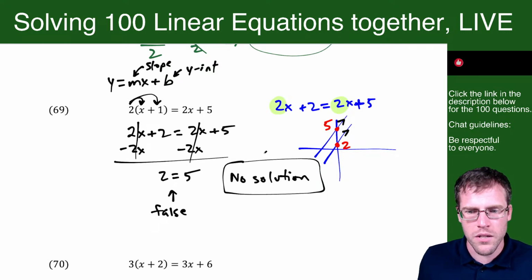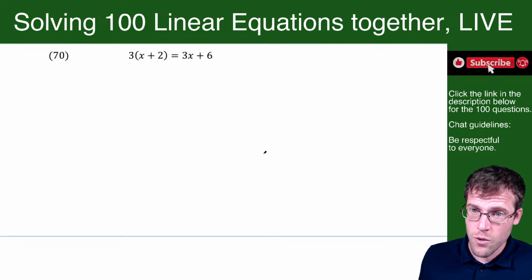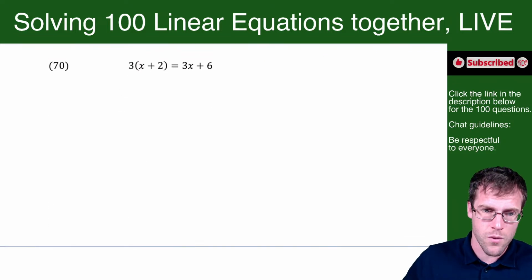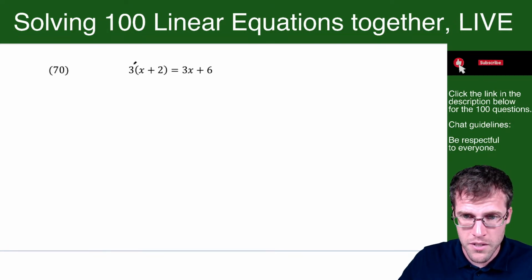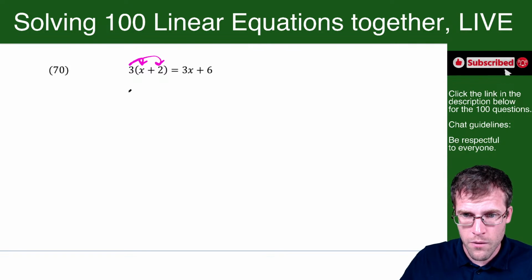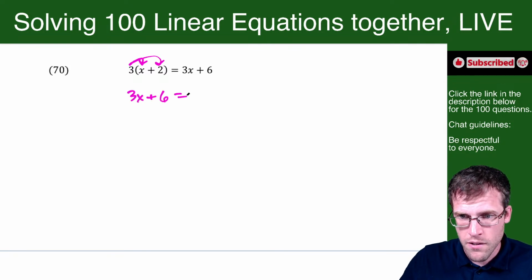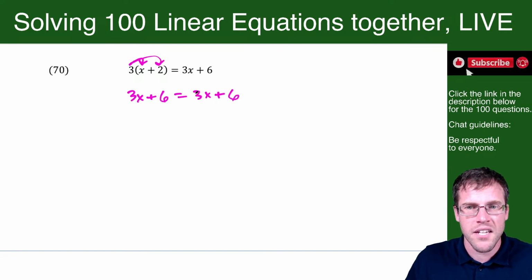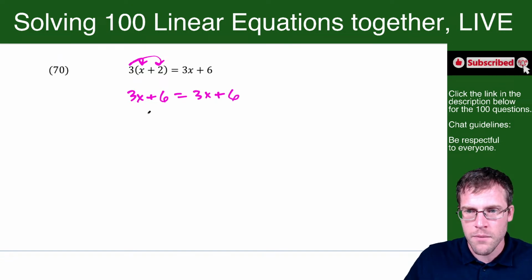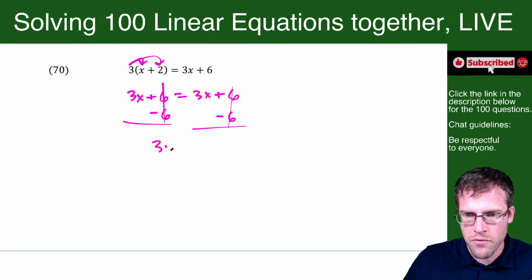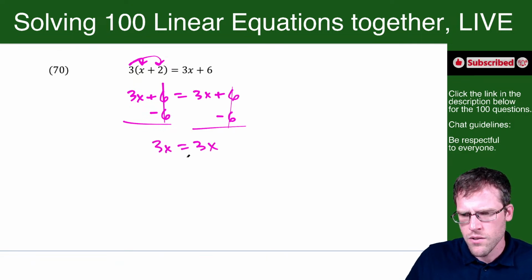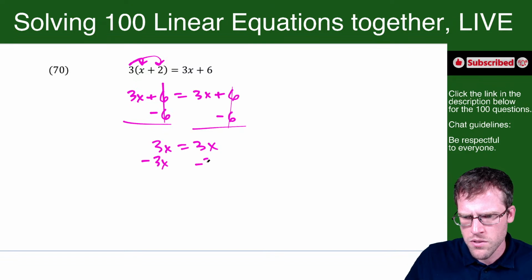All right, so I had to throw one in like this, and that segues perfectly to this situation. I wanted this video to be as comprehensive as possible, so this is also a possibility. We distribute here, and we get 3x plus 6 is equal to 3x plus 6. If the left side and the right side match completely, then x could be anything. Because if you start to solve here, now you've got 3x equals 3x, you could say, all right, minus 3x on both sides.